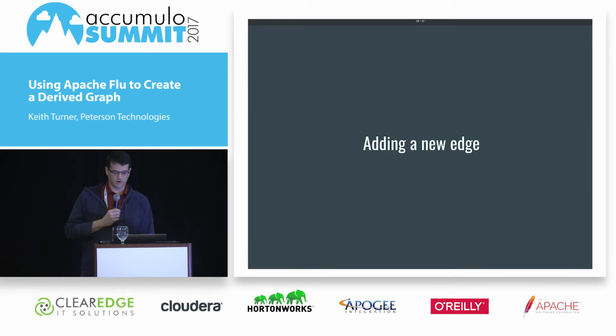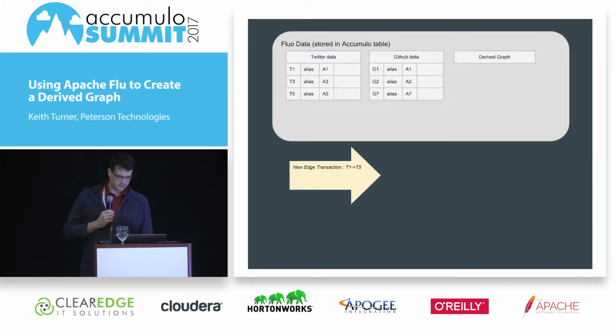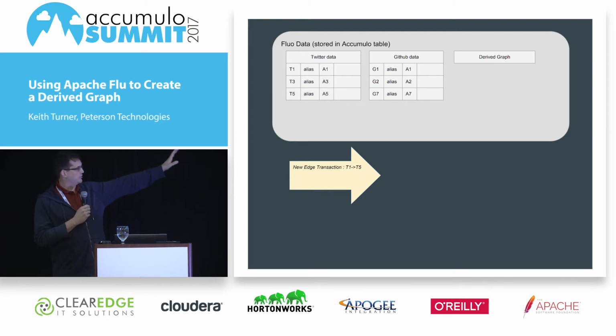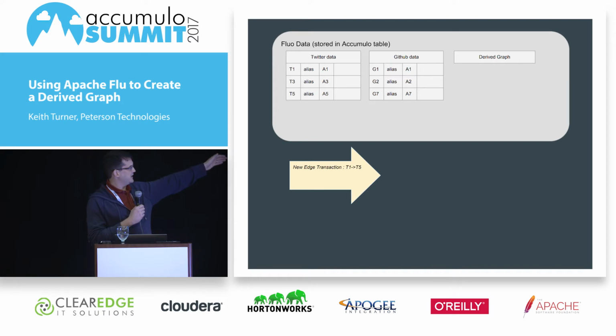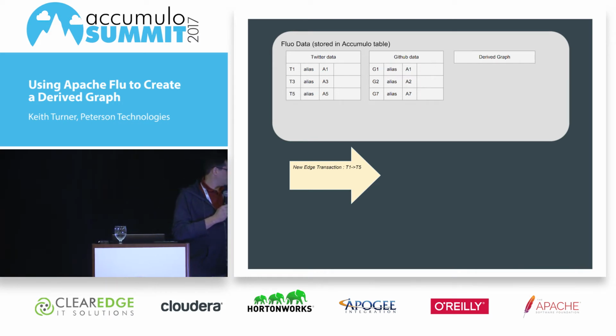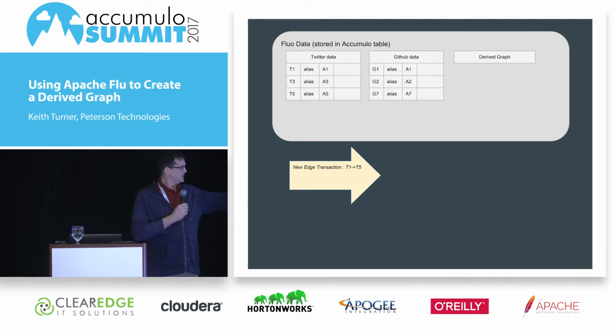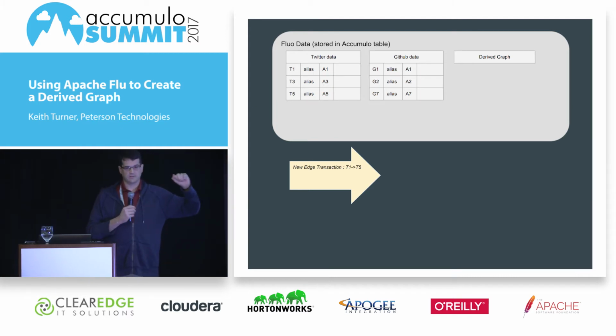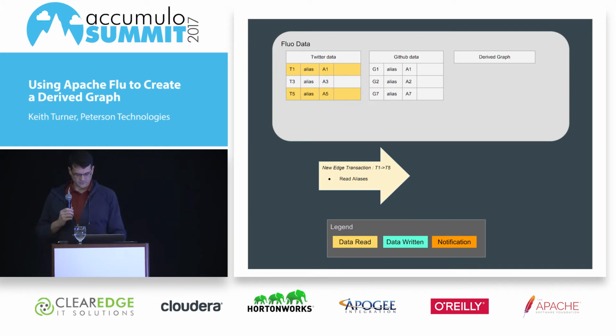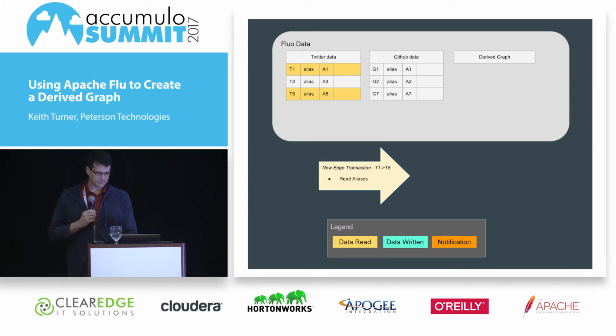So the first step I want to walk through is how you would add a new edge in Fluo. When we start off, we have an Accumulo table that has some data in it. This is the Accumulo Fluo table. And it has some alias data, and that's it to start off with. And what we want to do is have a transaction to add this new edge T1 to T5. So the first thing that transaction is going to do is read the alias for T1 and read the alias for T5 into memory.